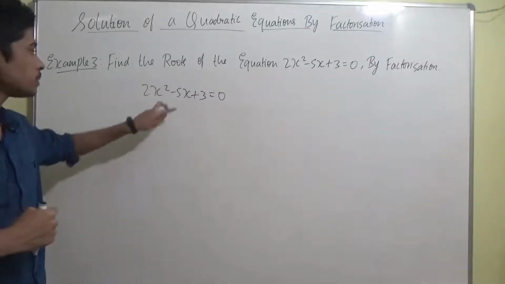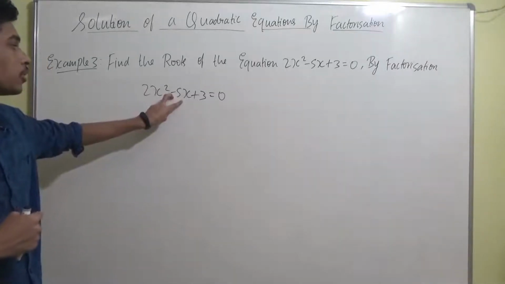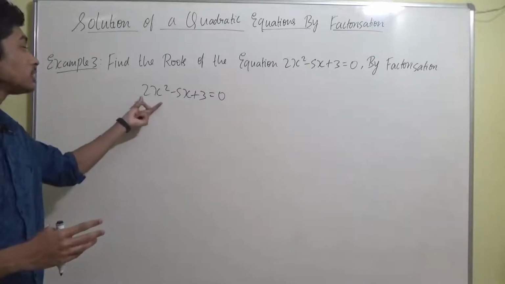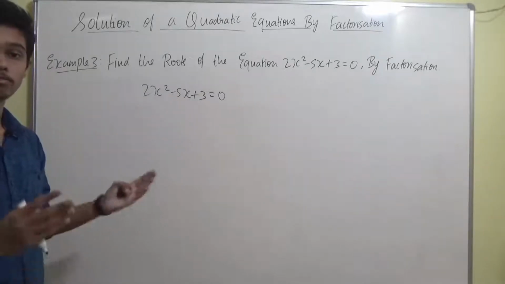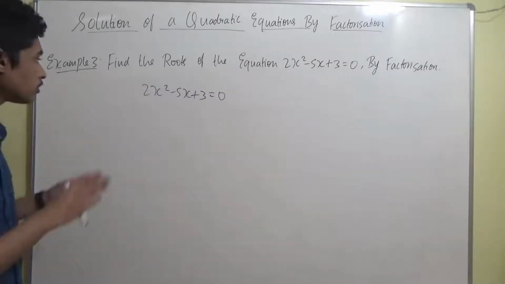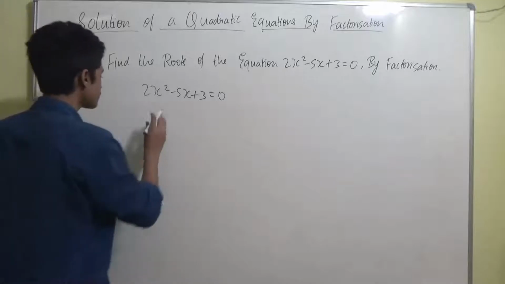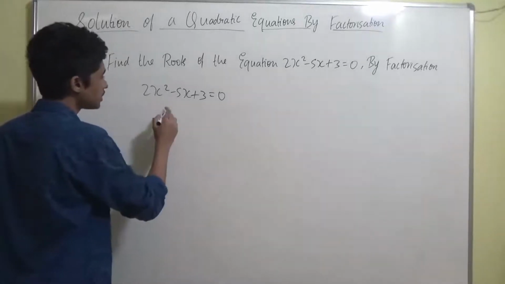As I said, you have to split the middle term in such a way that it gives you the same term when you sum it back up, and it gives you the product of the first term and the last term when you multiply the split middle terms. Getting it? So let's split in such a way, guys.